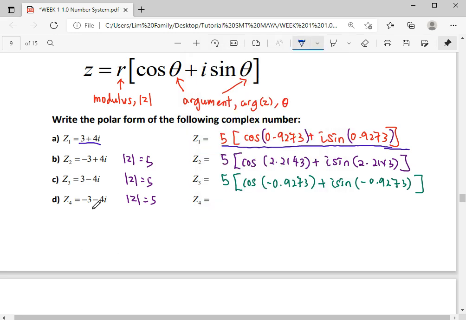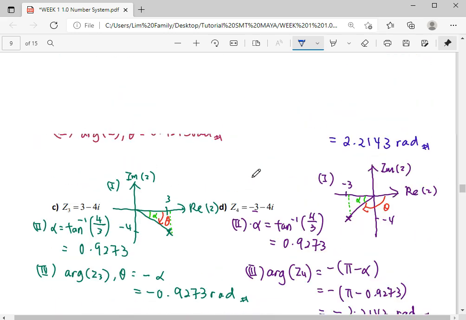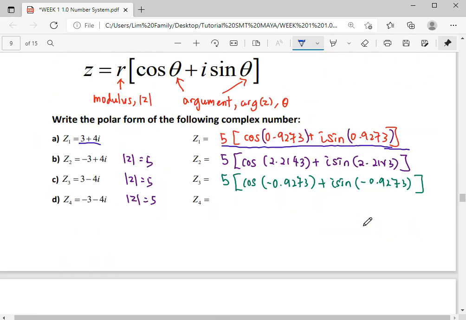So lastly, for negative 3 minus 4i, the argument is negative 2.2143. So the polar form is 5 cos negative 2.2143 plus i sine negative 2.2143, finish. So this is the polar form of these four examples, where we start from calculating their modulus, drawing their Argand diagram, finding their basic angle, and then finding their argument, then only can we reach polar form.